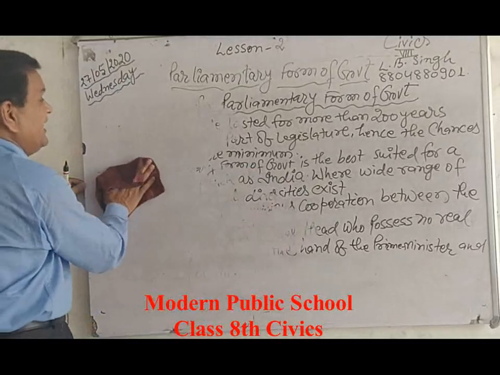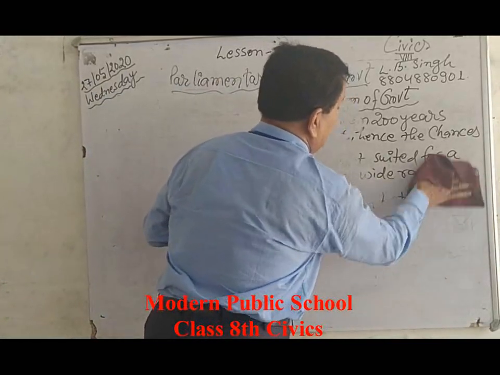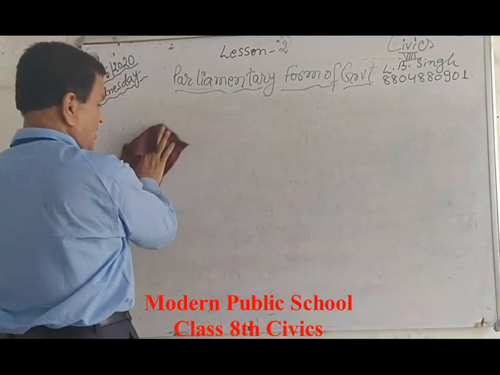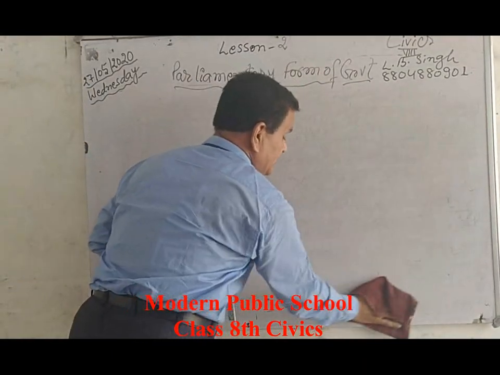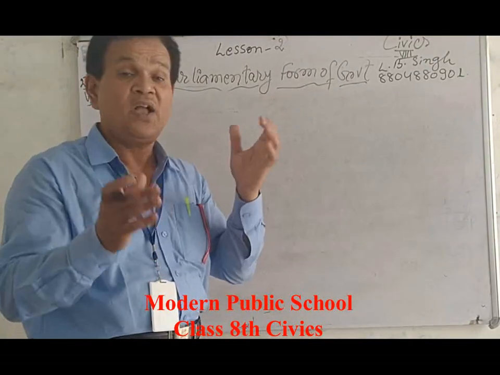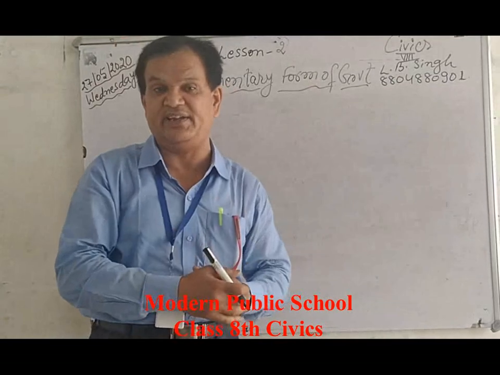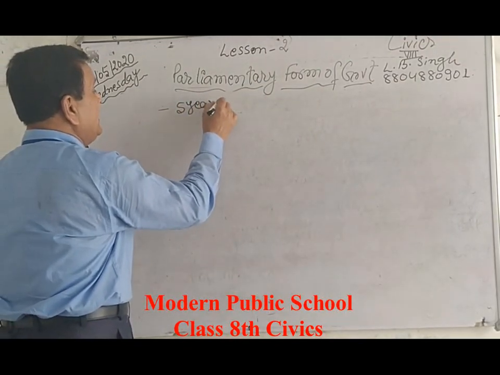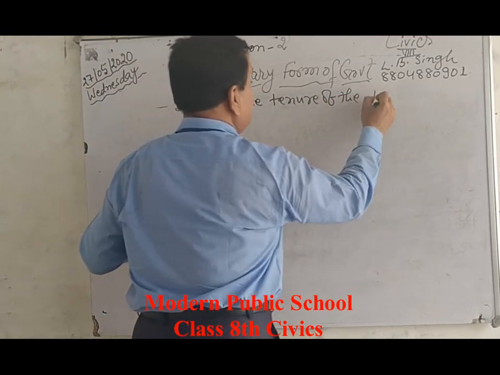Do you know this thing? India is a democratic country in which parliamentary form of government is found. In parliamentary form of government, all people, institutions, organizations are responsible towards the President of India because he is the nominal head. In our country, President is elected for a certain period, certain tenure. Do you know this thing? 5 years is the tenure of the president.